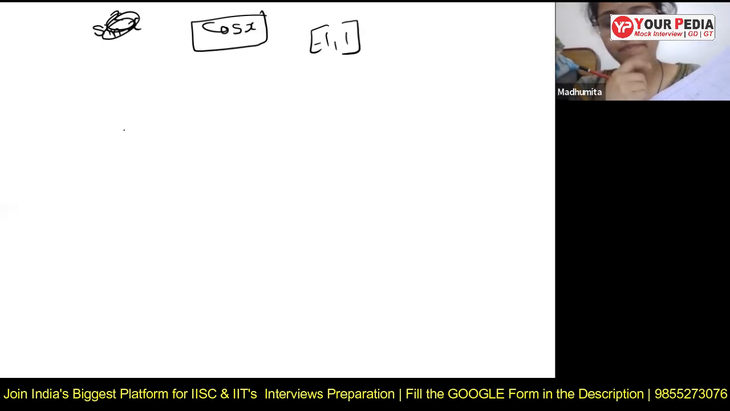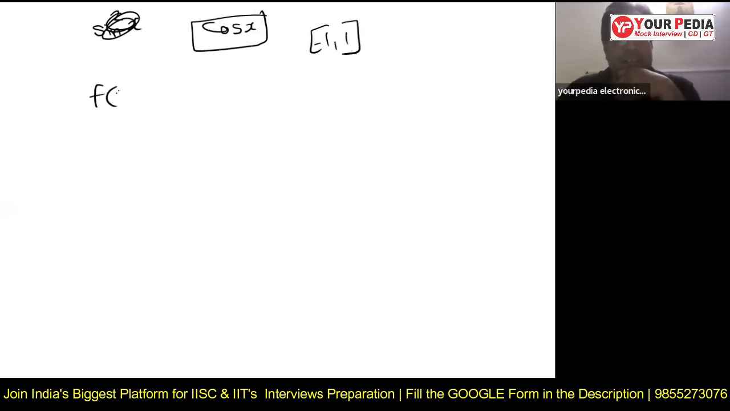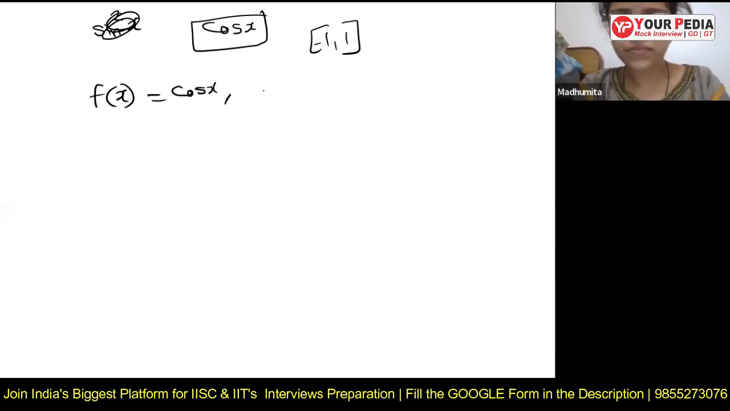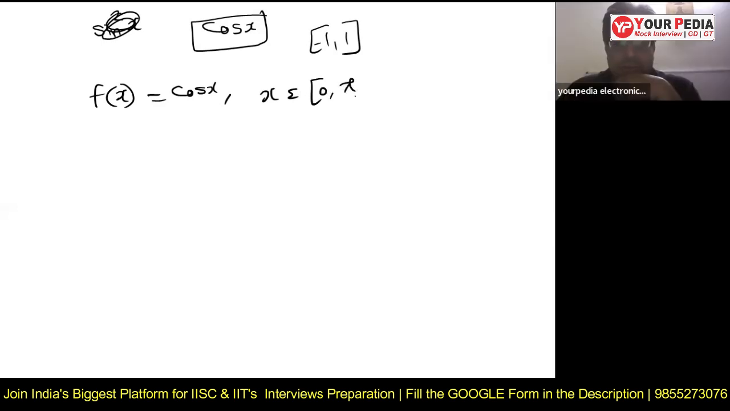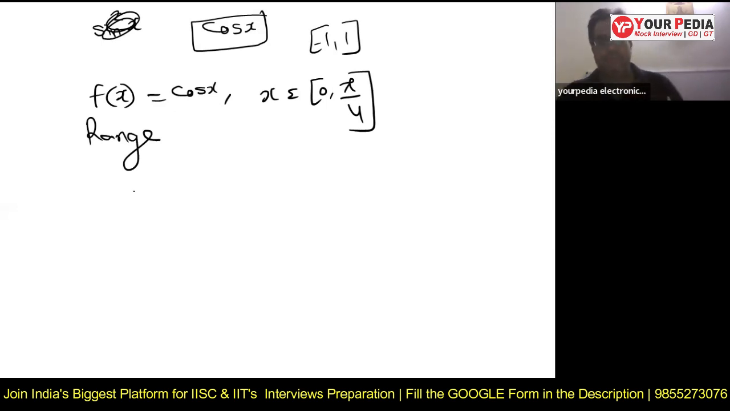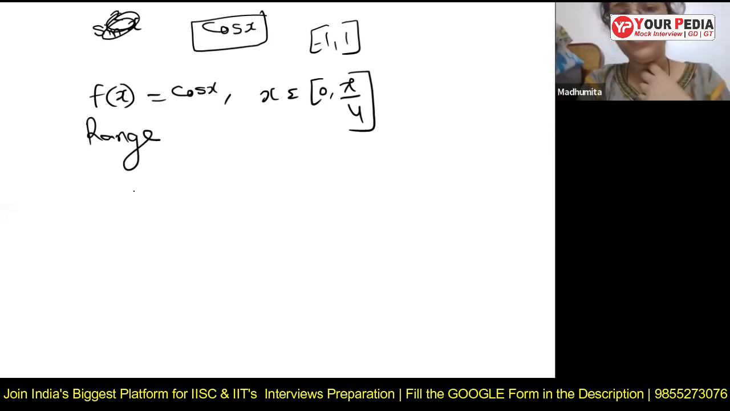Okay. Suppose we have the function f(x) equal to cos x, right? And x belongs to the interval 0 to pi by 4, right? Can you tell me the range of this function now? What is the range? Cos 45. I'm not too sure, sir.